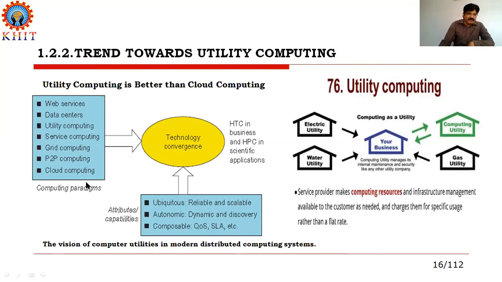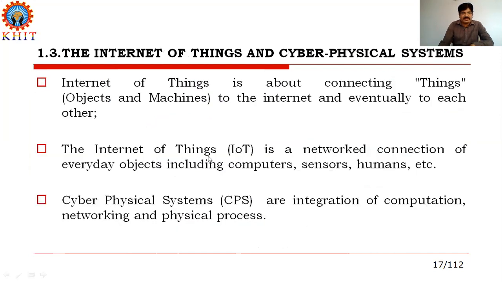Some of the computing paradigms listed here are cloud computing, peer-to-peer computing, grid computing, service computing, data centers computing, web services, and utility computing. But among those listed computing paradigms, the utility computing paradigm is one of the better performing paradigms nowadays. Here, HTC is used in business applications, whereas HPC is used in scientific applications, performed with the help of utility computing technology. Let us move to another slide.